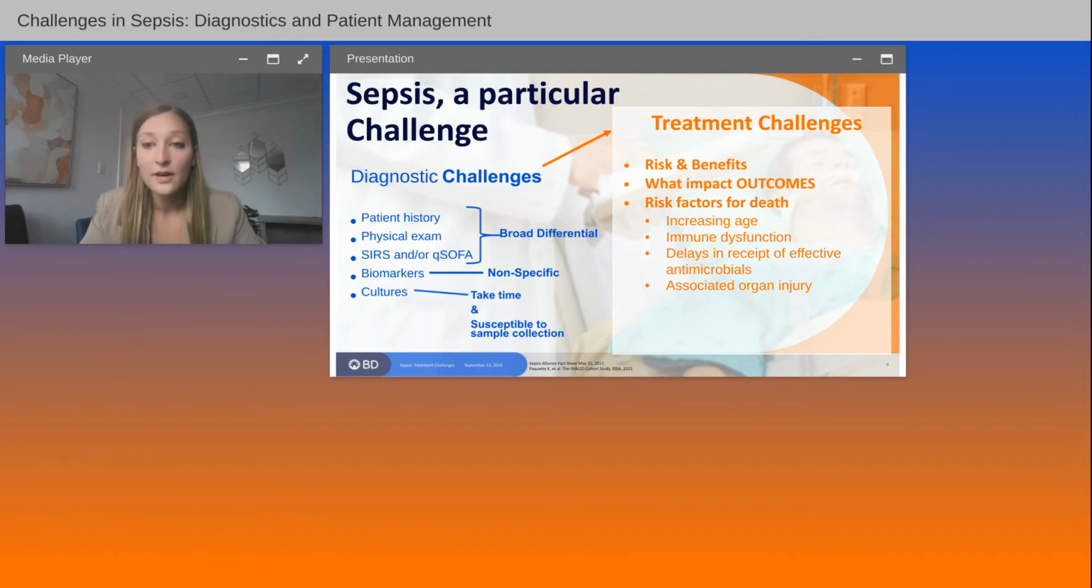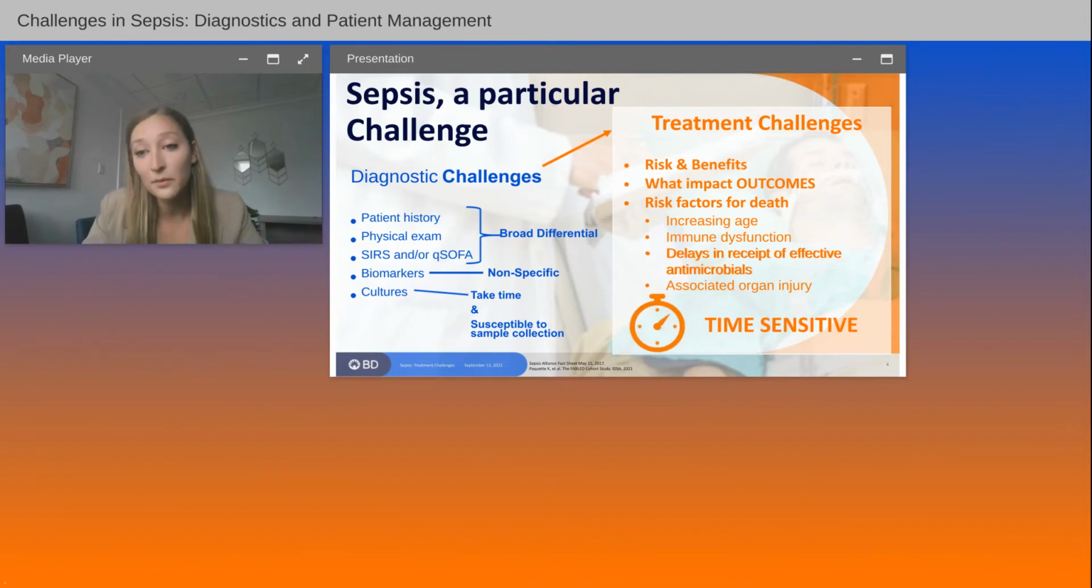One is increasing age. Of course, that's non-modifiable. Immune dysfunction is non-modifiable unless it's a chronic disease such as uncontrolled diabetes. We could assist the patient there. But for the most part, if you need an immunocompromising therapy due to a past transplant, for example, we can't really modify that. Delays in receipt of effective antimicrobials is linked to impacting mortality in these patients, as well as associated lung injury. So for purposes of today, I really want to bring attention to this modifiable bullet. Delays in receipt of effective antimicrobials is truly life-saving, and it's a very time-sensitive matter.